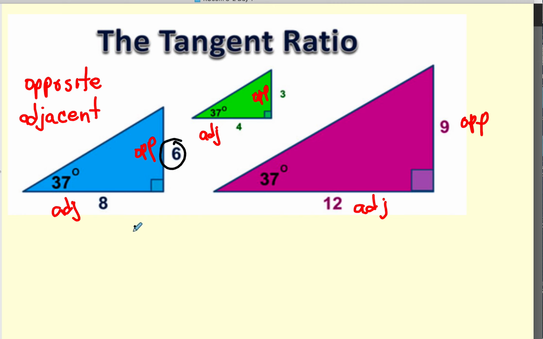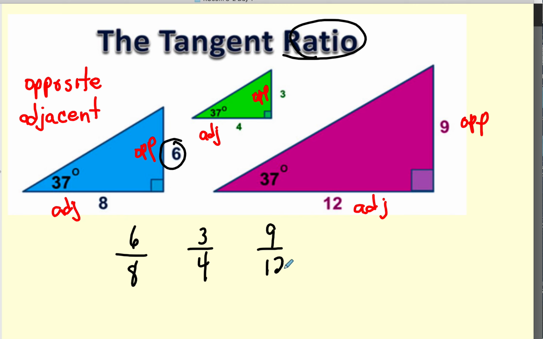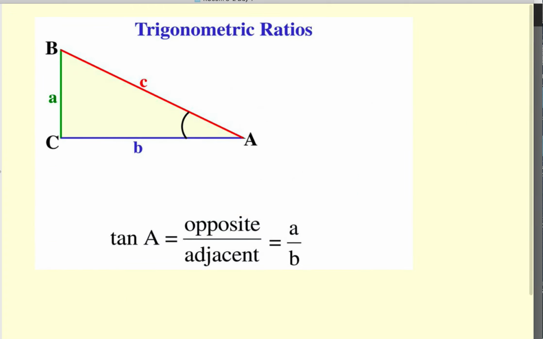Opposite is 6 over adjacent is 8. That is what we call a ratio. Let's find the ratio of opposite over adjacent here, and let's find opposite over adjacent here. I want you to notice that all of these ratios are equal to each other, and that should be no surprise because all the triangles are similar to each other.